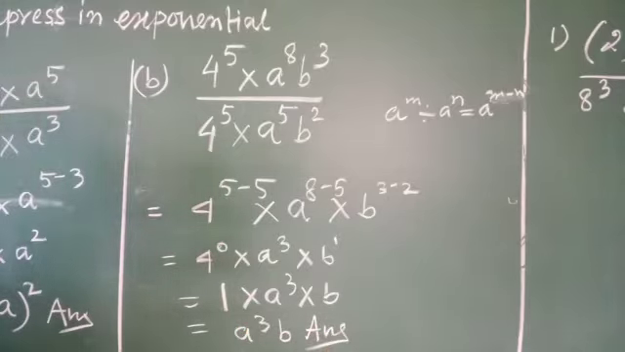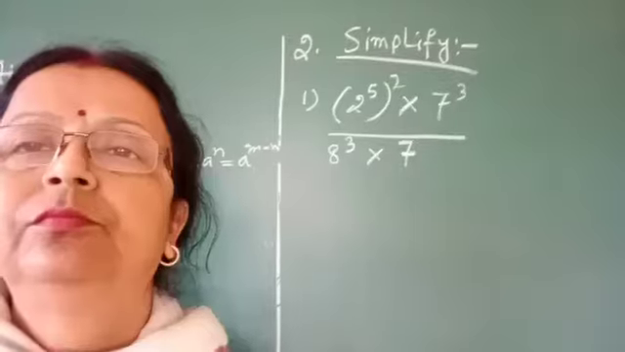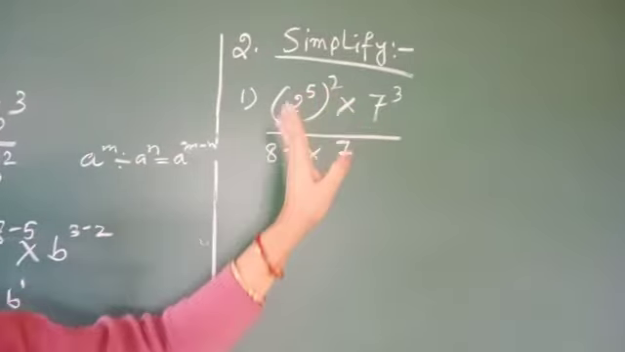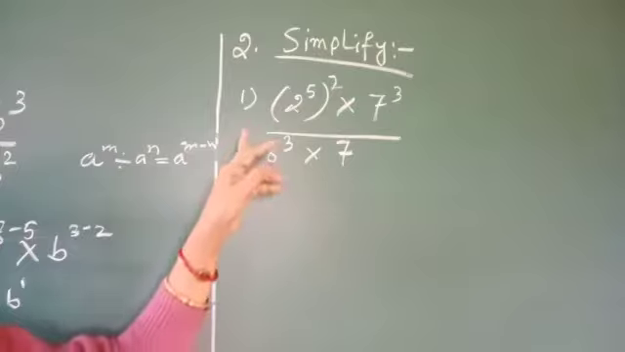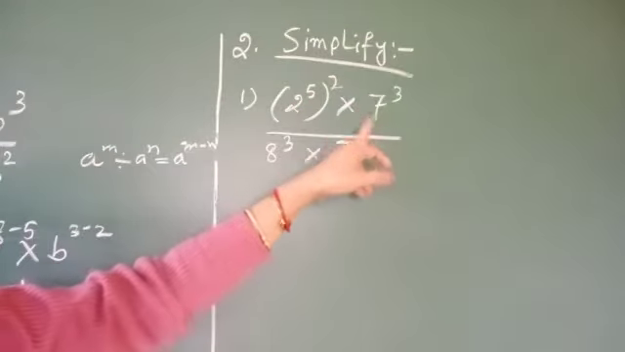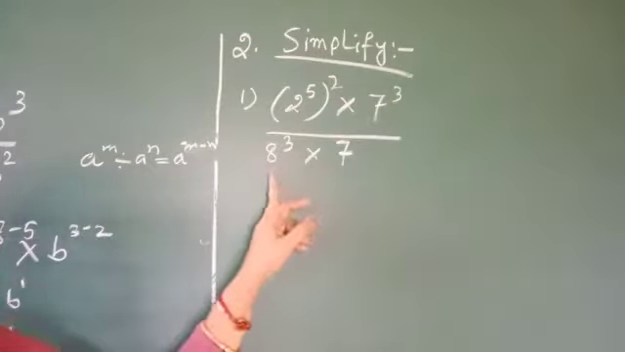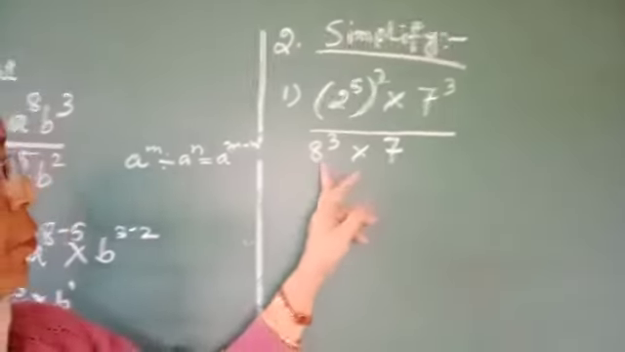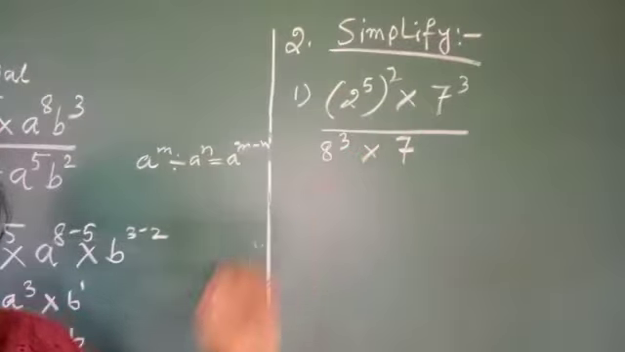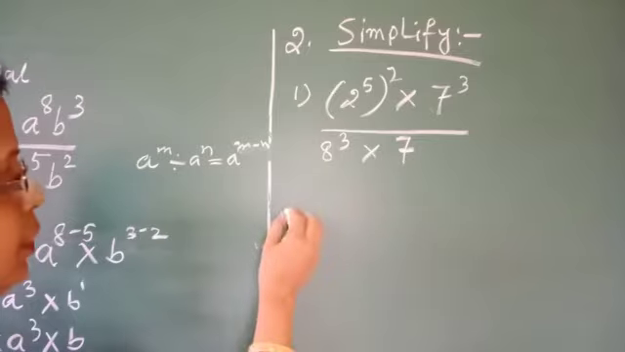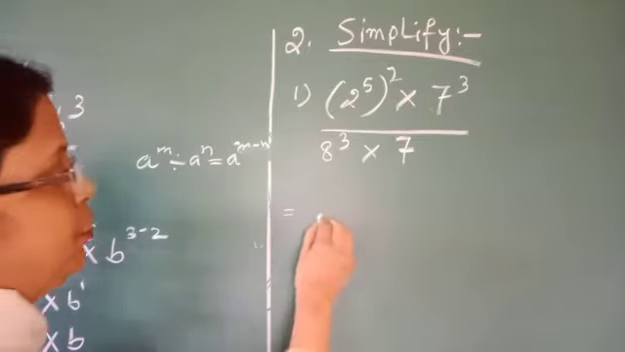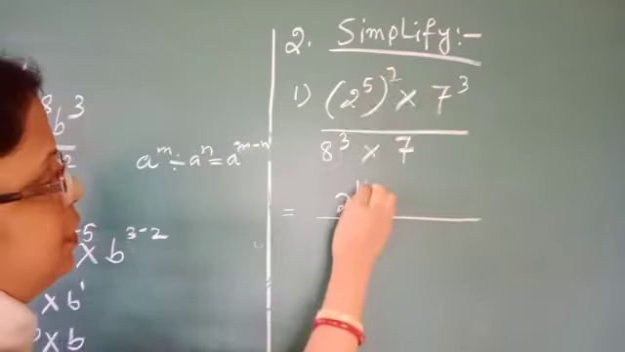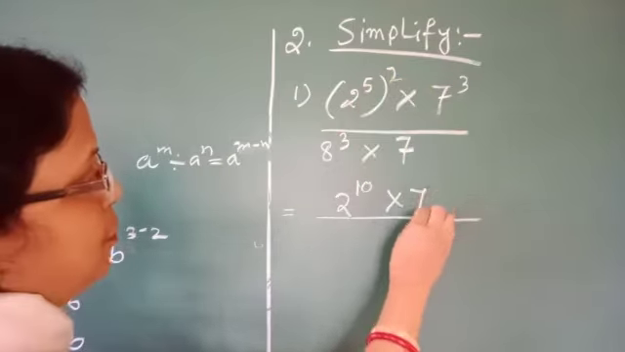Okay, come to the next question. Here you have to simplify only, no need to express in exponential form. 2 to the power 5 whole to the power 2, 7 to the power 3, 8 to the power 3 divided by 8 to the power 3 into 7. Convert it into prime numbers, because 2 is there. Instead of 8 you can write 2 cube. So 2 to the power 5 to the 2 gives 10, into 7 to the power 3.